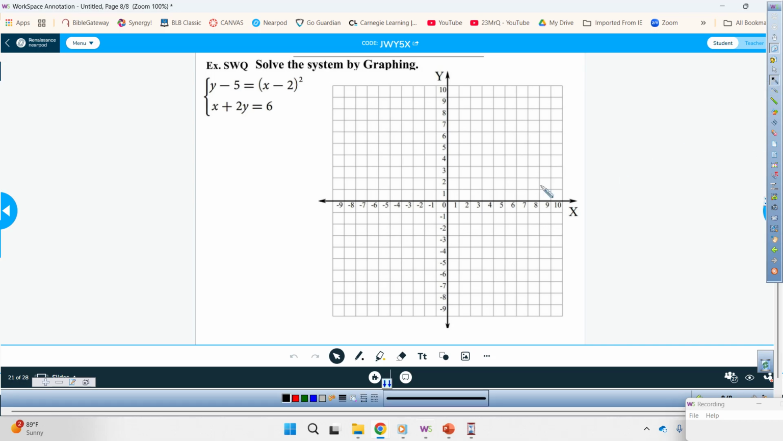All right, here we go. First things first. Is this in y form? No, so I add 5, add 5. So this one becomes y equals, parentheses, x minus 2 squared plus 5. The second one, I need to leave y by itself, so I subtract x, I end up with 2y equals negative x plus 6. But then I need to divide by 2, both sides.